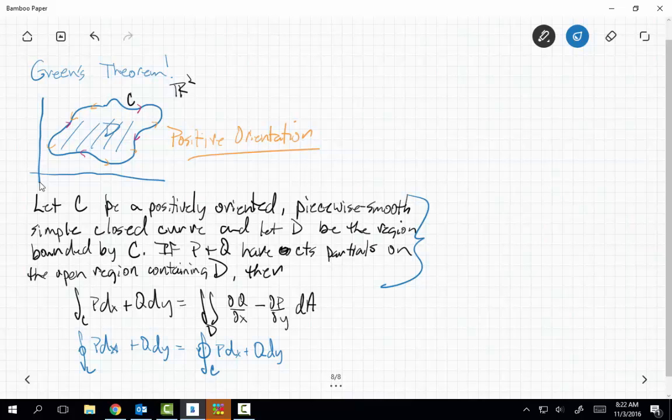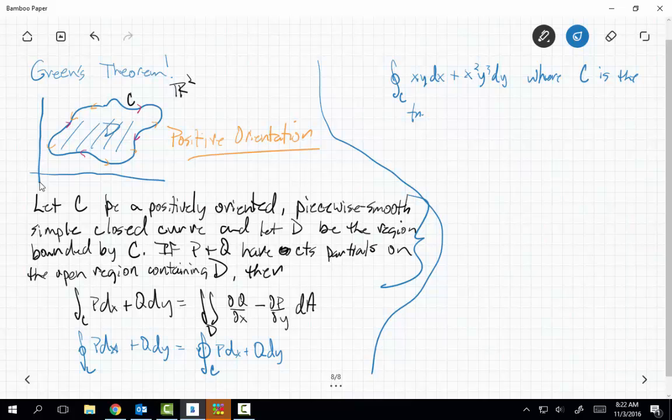I'm actually going to do an example straight out of the text. And that example is, we're going to take the line integral over a closed, positively oriented curve of xy dx plus y squared plus x squared y cubed dy, where C is the triangle with vertices 0, 0, 1, 0, and 1, 2.